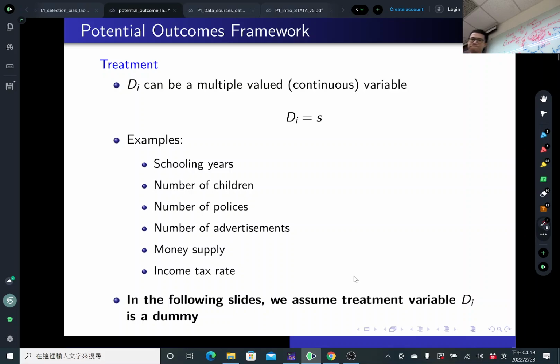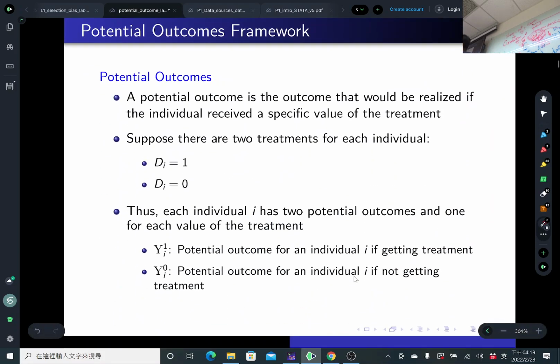Okay. Then, after we define the treatment, we will define the concept called potential outcomes. That's a key concept in this framework. So what is a potential outcome? A potential outcome is an outcome that we might observe if an individual chooses that treatment. So this is a hypothetical outcome. It suggests an outcome that might be realized in the world if this person chooses that treatment.